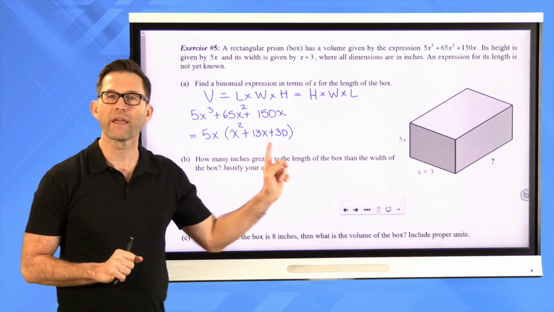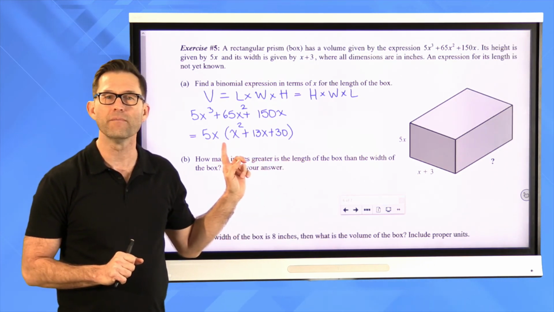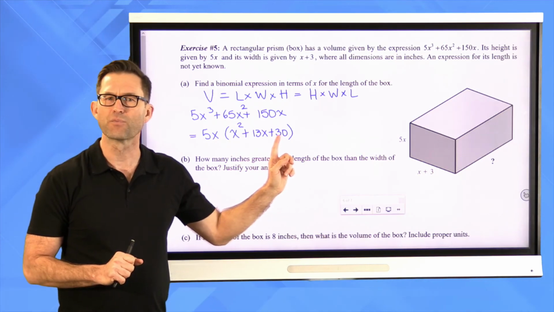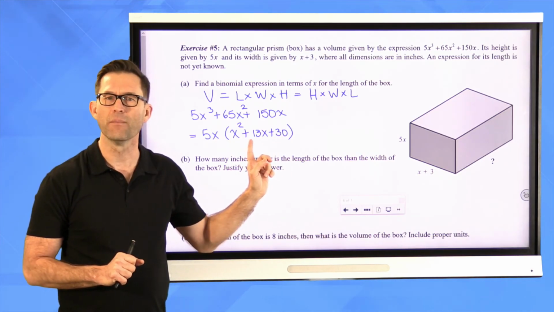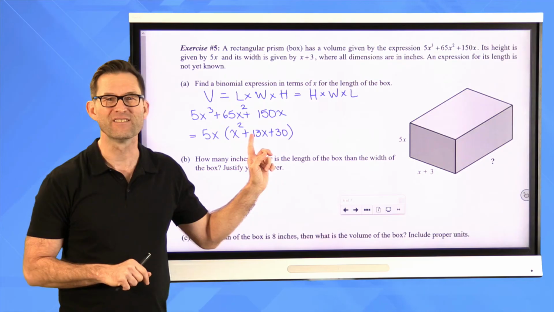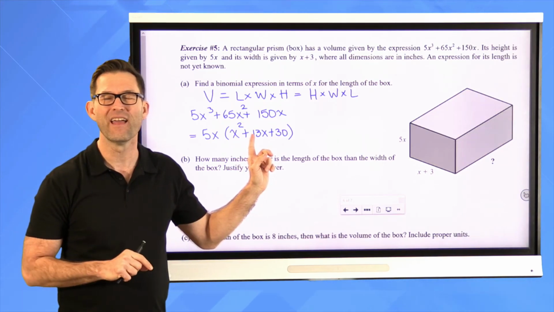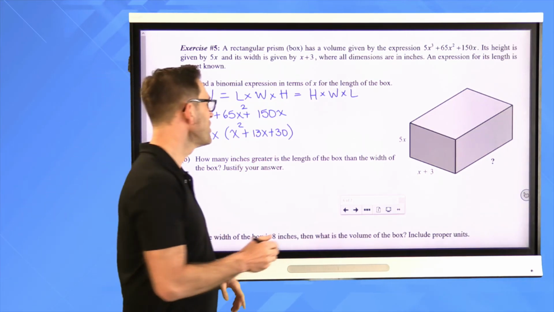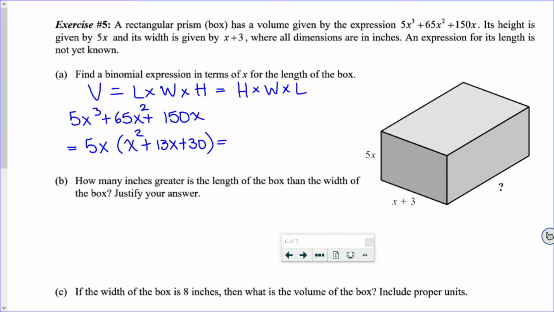But now I can factor this trinomial, right? I need to just find two numbers whose product is 30 and whose sum is 13. But that's pretty easy, right? That's going to be 3 times 10 and 3 plus 10. So I can now write all of this as 5x times x plus 3 times x plus 10.